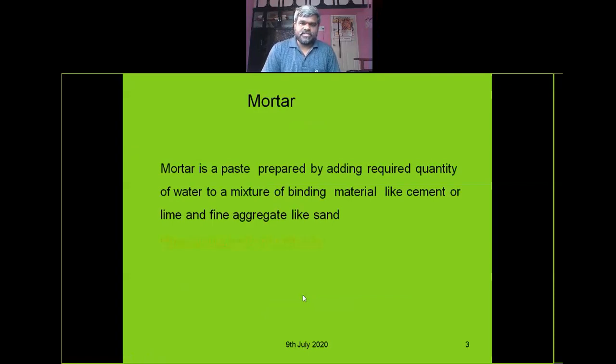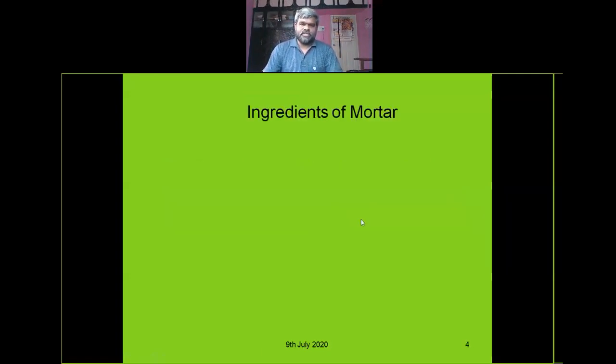So what is a mortar actually? Mortar is a paste prepared by adding the required quantity of water to a mixture of binding material like cement or lime and fine aggregate like sand. If we add cement, it is a cement mortar. If we add lime, it is a lime mortar. If we add surki, it is a surki mortar. Like that, we can have different mortars.